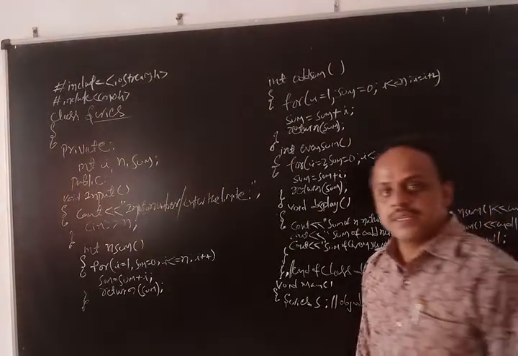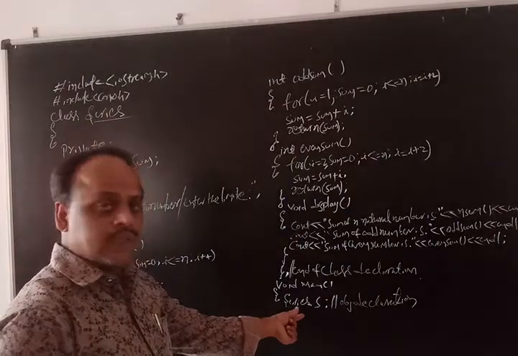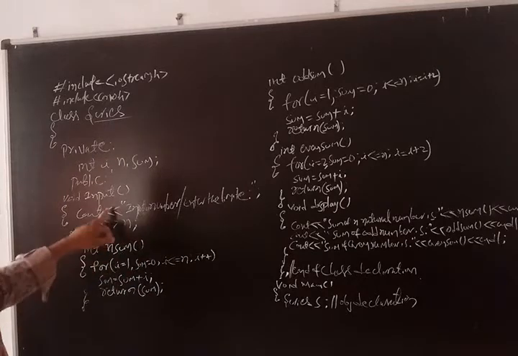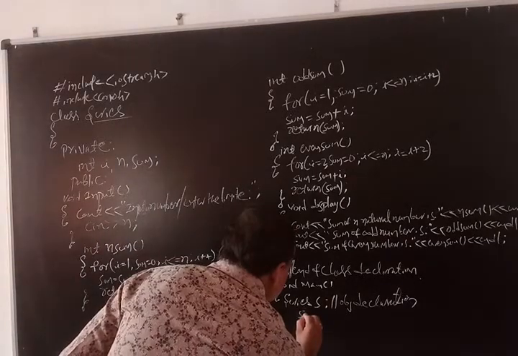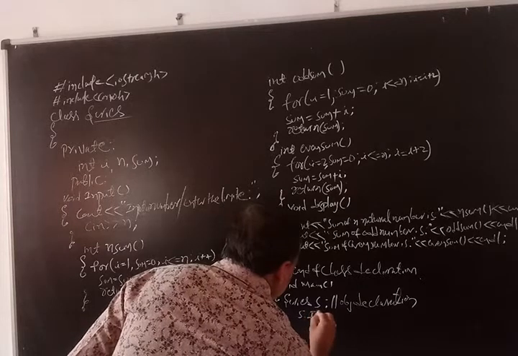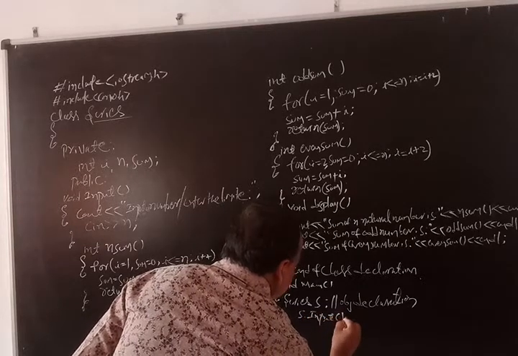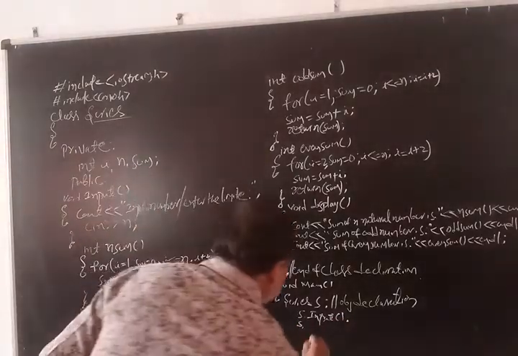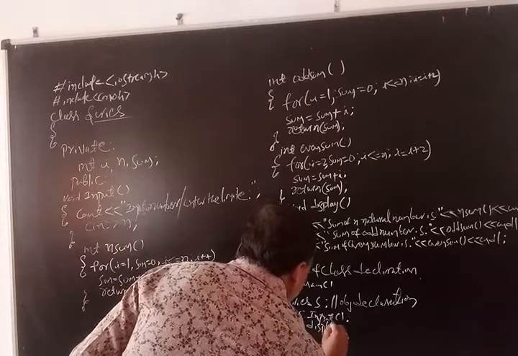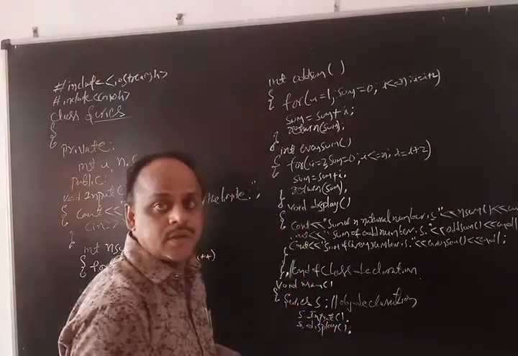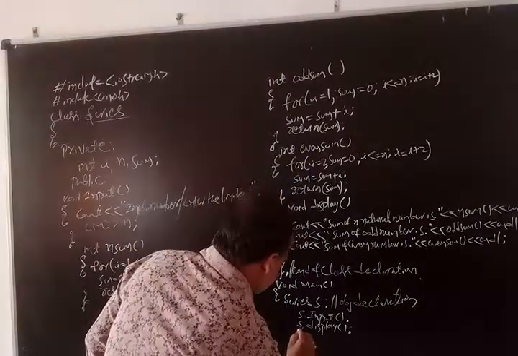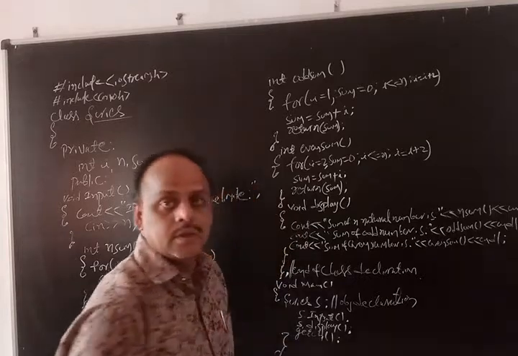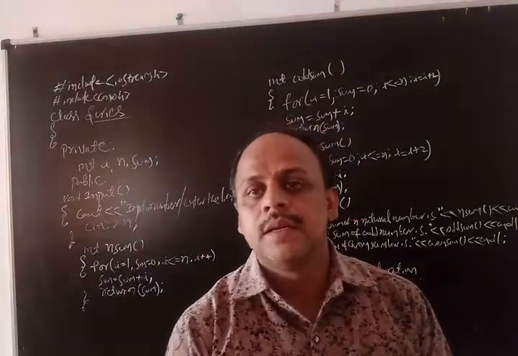Next, with this object we have to call the input function. Therefore s dot input function. Next, s dot display function. Next, getch.